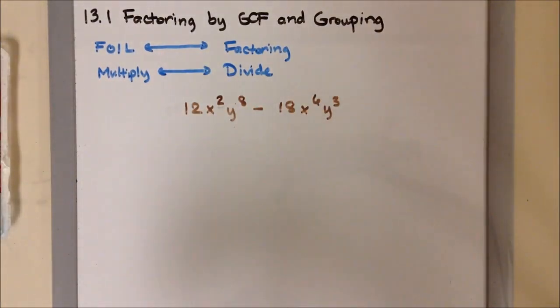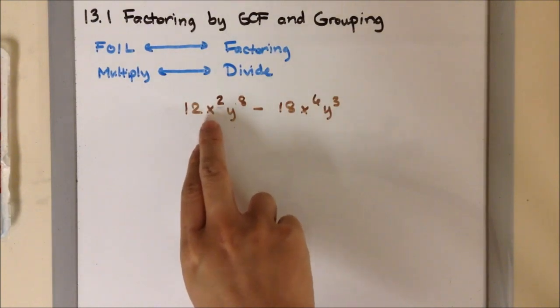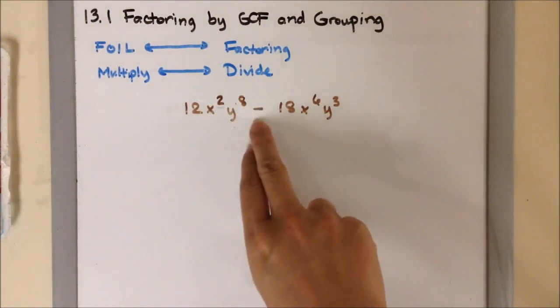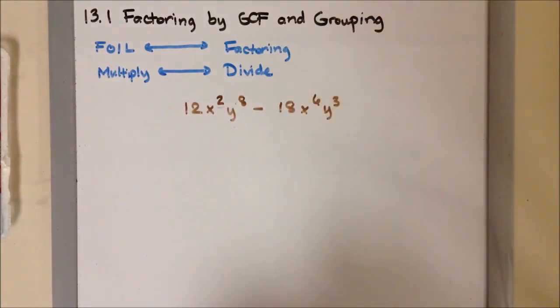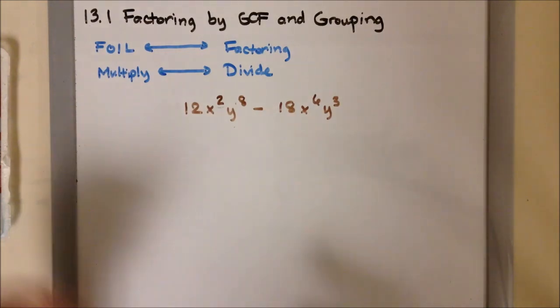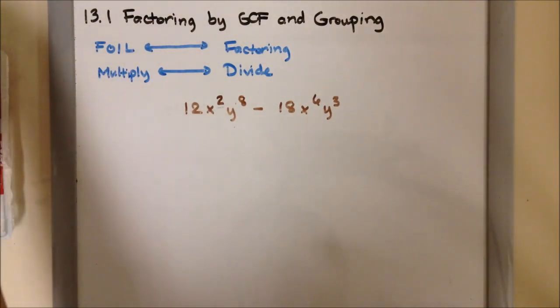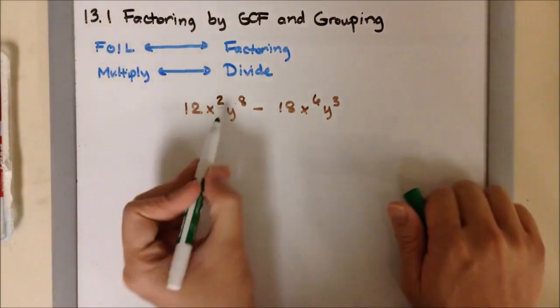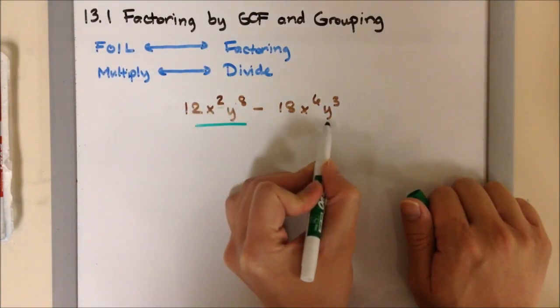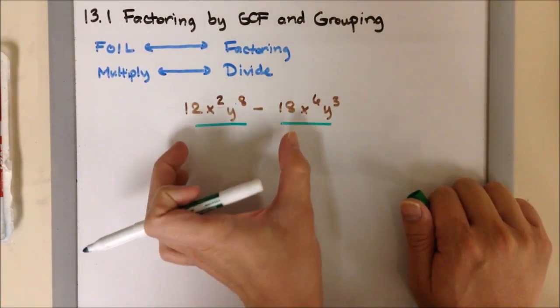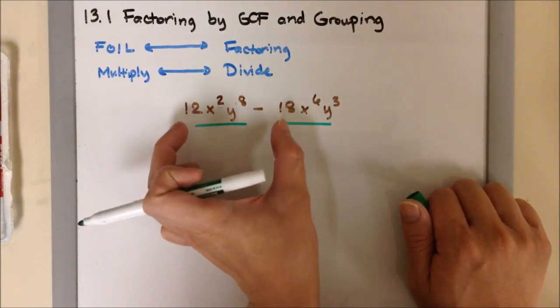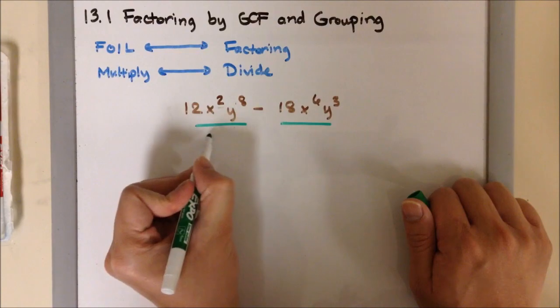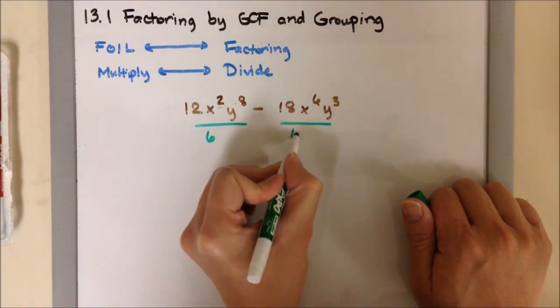In this example, we have 12x to the second power y to the 8th power minus 18x to the 6th power y to the third. So in this example, we have two variables that are involved. So factoring by GCF, we're going to look at what's in common between these two terms. So let's take a look at the coefficients 12 and 18. Both of these numbers are divisible by 6. So let's write 6 here.